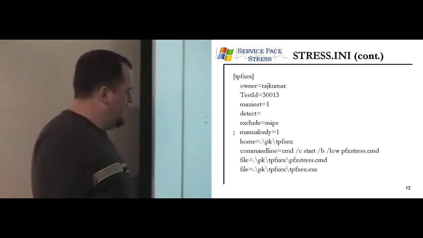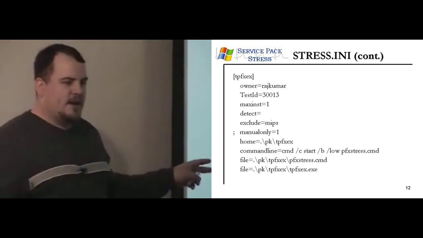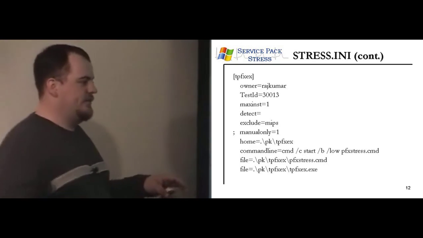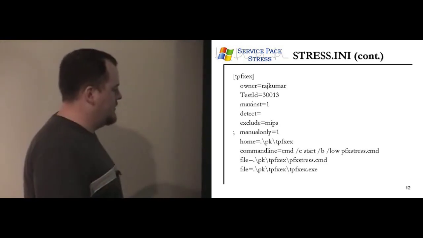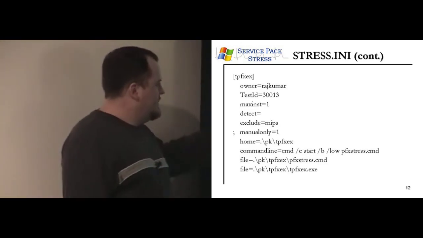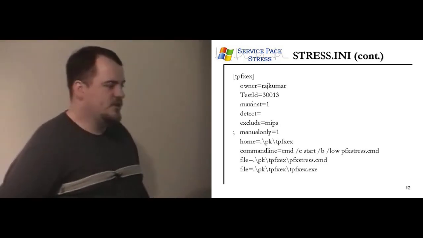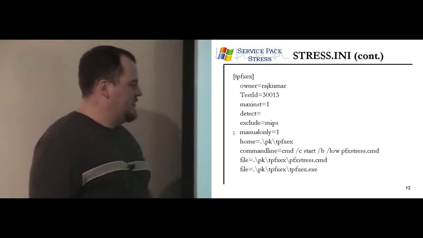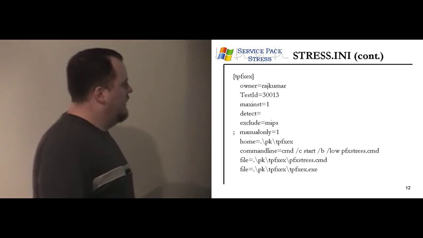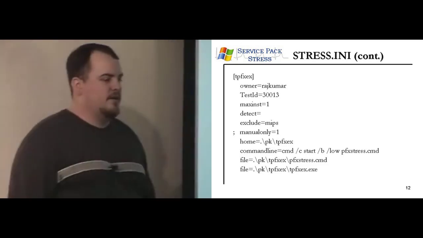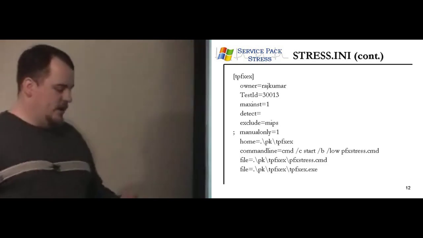This is a lot of information that is kind of behind the scenes of stress. If you're just running stress, you don't need to know too much about this. But this tells a lot of information to the stress manager of what to do, where to get the file from, how to execute it, that kind of stuff. It gives us a contact, so we know if this test breaks, that we can contact that owner.